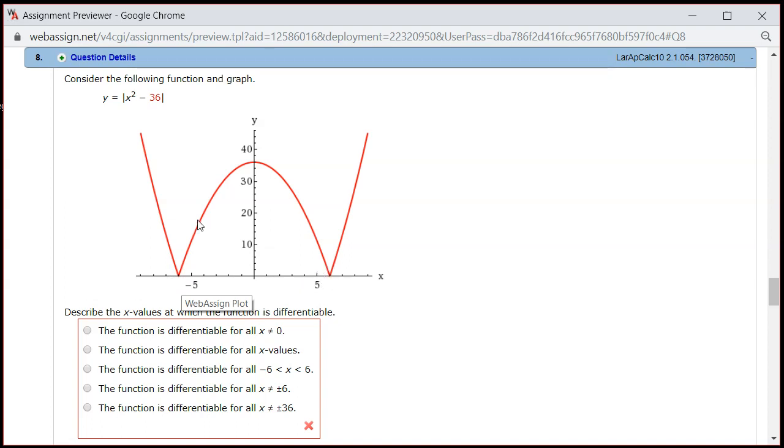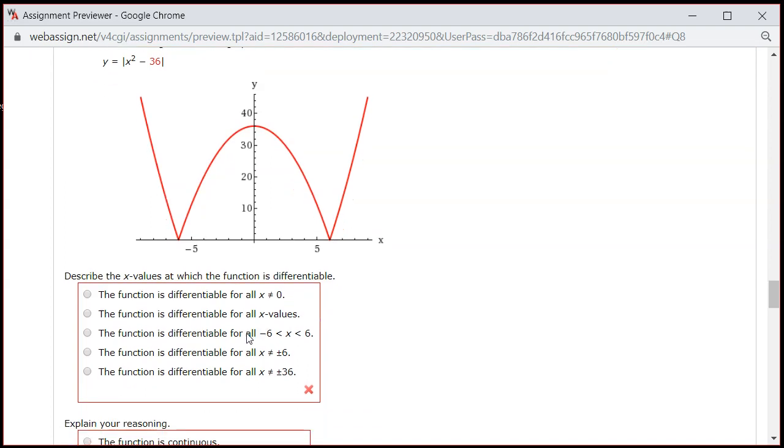But everywhere else, it's nice and smooth, so we can find the slope of the tangent line and the derivative exists. When you have a smooth curve, it's differentiable. But when you have a sharp corner like that, it becomes not differentiable. So let's see which one that is. The function is differentiable for all x except for -6 and +6, because -6 is right there and +6 is right there. This should be the right answer.